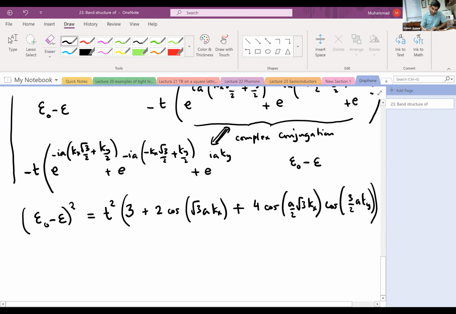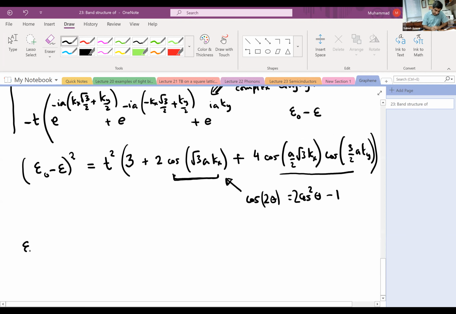Now I can simplify this further using trigonometric expansions. I can expand this cosine term in terms of a cosine square term using this formula, that cosine of 2 of something is 2 cosine square of theta minus 1. So I could use this expression and write this as a cosine square term.